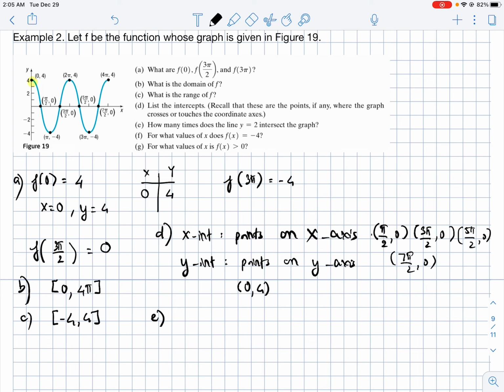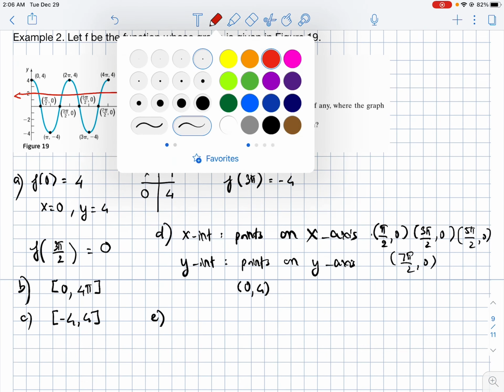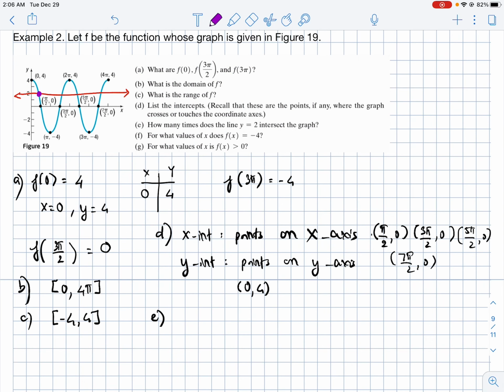In part E, how many times does the line y equal to intersect the graph? The graph of y equal to a constant is a horizontal line, like this. So we're looking for the points where it intersects the graph. So we look at this one: 1, 2, 3, 4. So it meets the graph 4 times, right? They ask how many times, so the answer is 4 times.